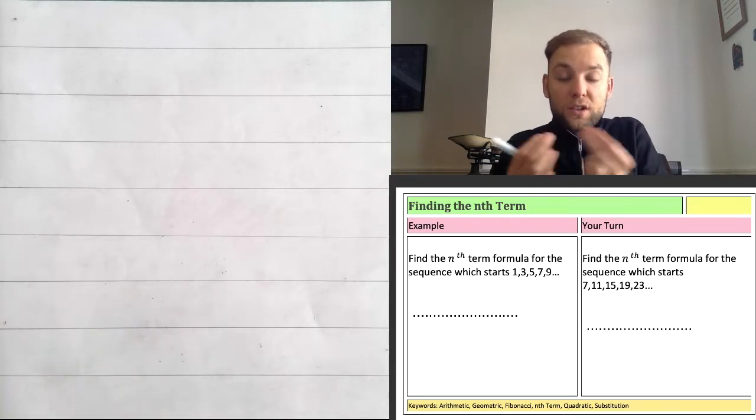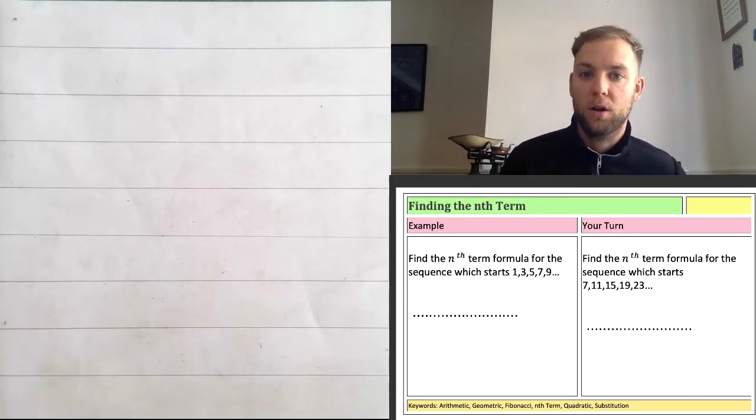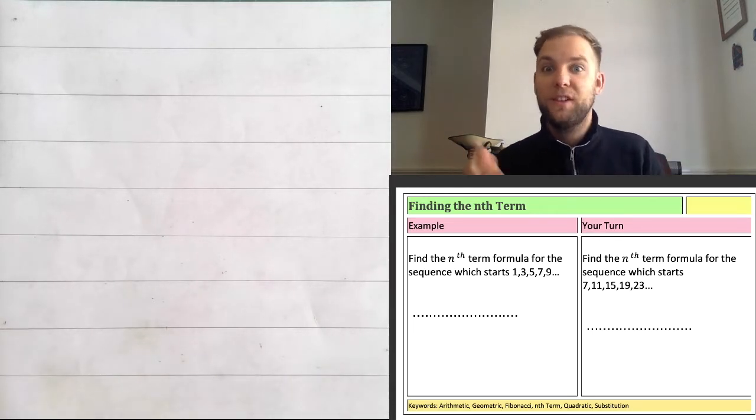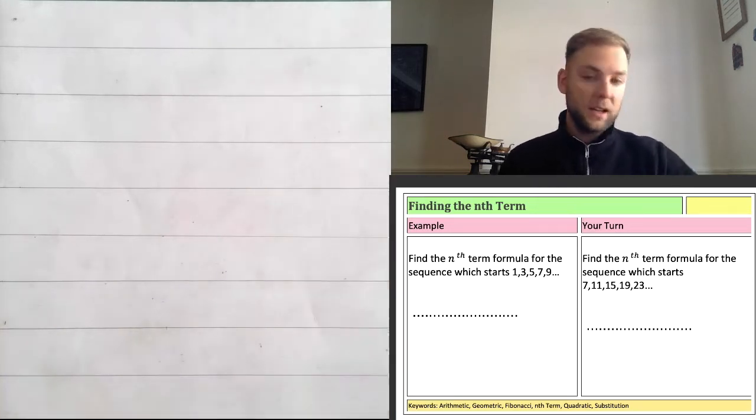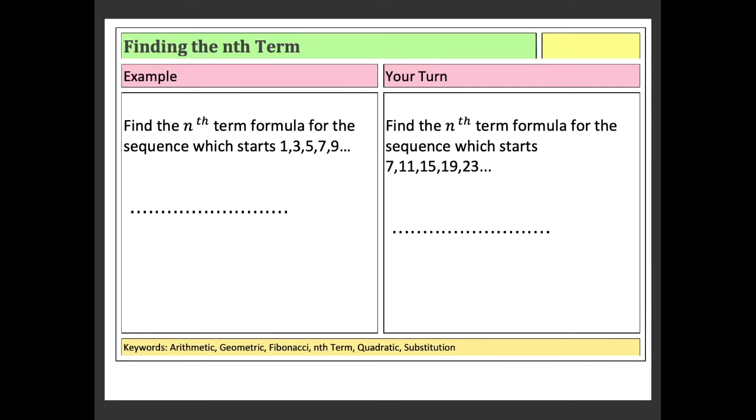So we've got our sequence and we want to find out what the nth term is in case we want to generate one of our other terms. It could be like the 50th term, the 60th term, whatever it is. So let's have a look at this one. Do make sure you get it in your notes. Remember, the only way to learn maths is to do it.